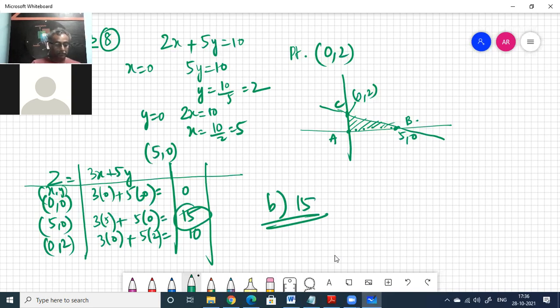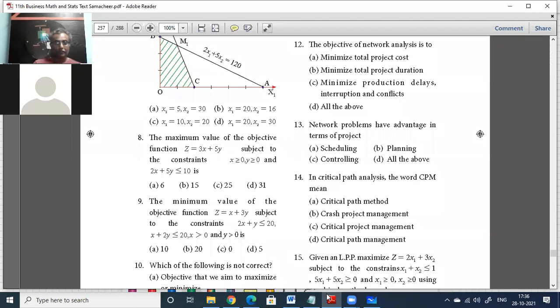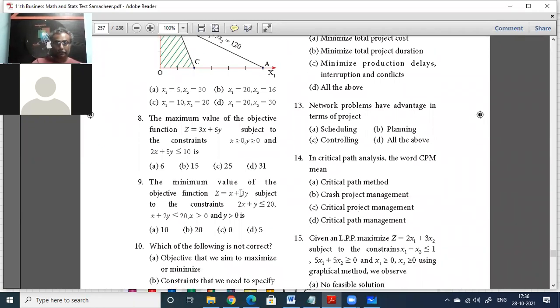Then we have to take 9th sum. What is the 9th sum telling? The minimum value of the objective function z equal to x plus 3y. Okay, that is the function. Two constraints are given: 2x plus y less than or equal to 20, and x plus 2y less than or equal to 20.